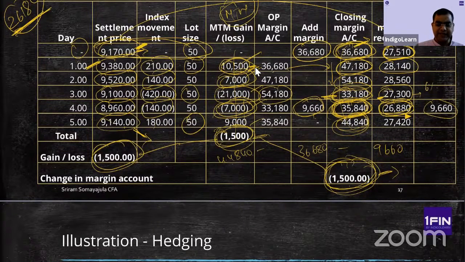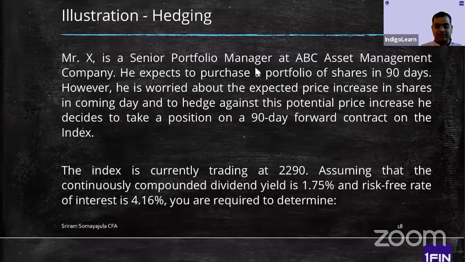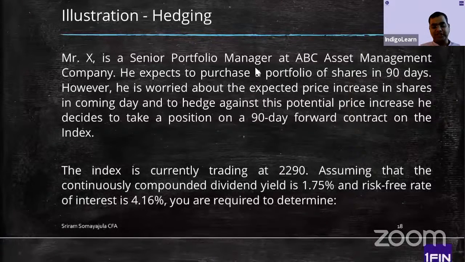Second example is on hedging. What is this hedging? We said if a petroleum company or Infosys or somebody has an exposure, they go and hedge. But in the case of stock markets, if somebody already has a portfolio, then they can hedge that particular portfolio, or the risk to that portfolio, by entering into futures contracts.